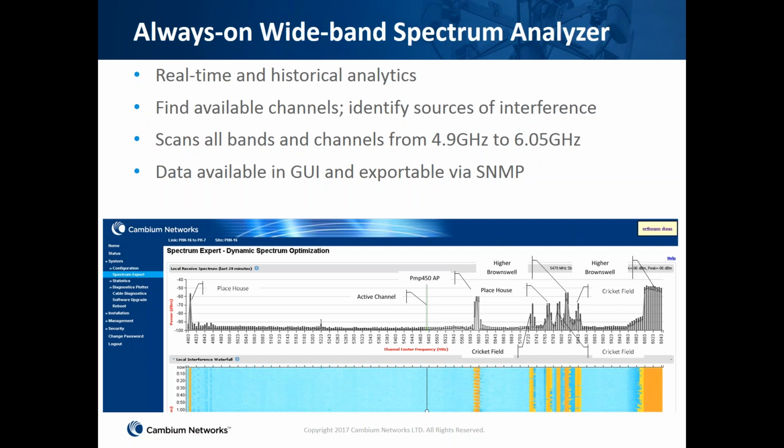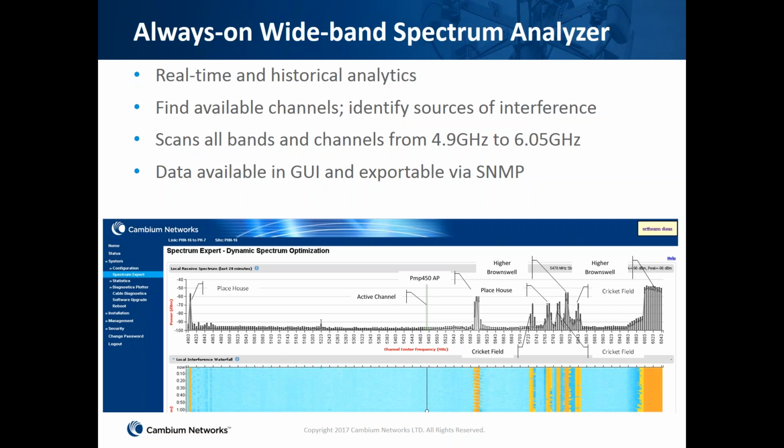If you have a regular radio deployed in a particular location, you can see from the diagram that the 5.7 to 5.8 gigahertz spectrum is highly utilized, and maybe that's not the right channel for us to use. So based on this, you get a real-time analysis of what would be the next best channel to move to.